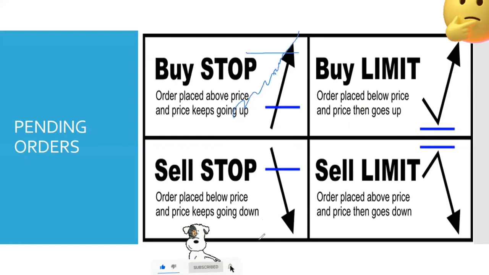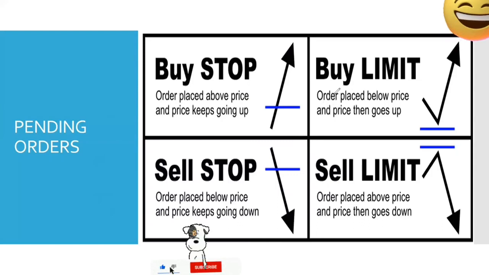Sell stop is the opposite. It's set below the current price. When price comes to your entry point, picks you and keeps going down, that's when you make money. That's what I mean by that. So what about buy limit? A buy limit is an order that is placed below the current market price, and price then goes up. That's when you start making money.